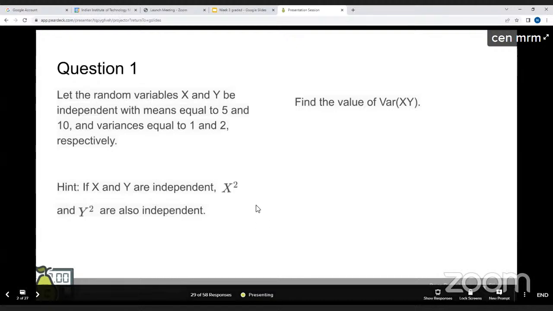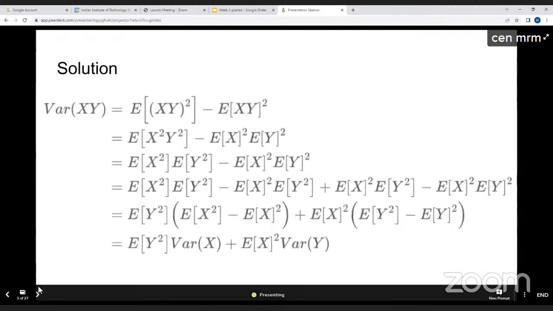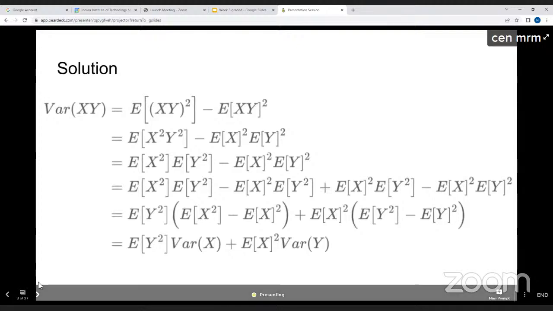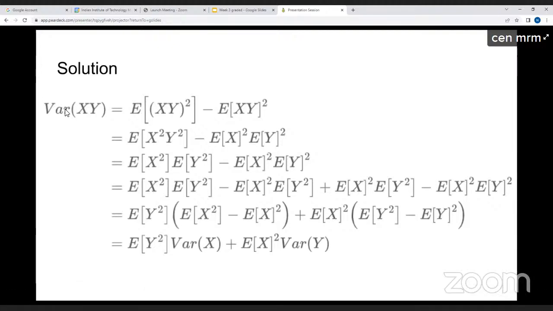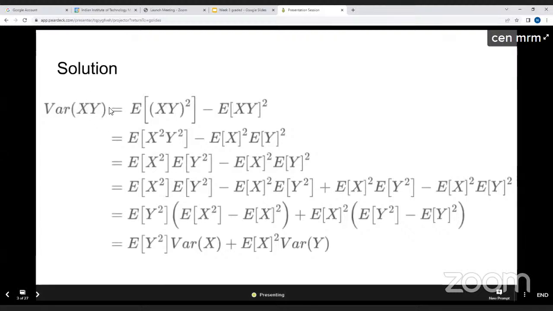Okay, so we'll go quickly through the solutions. So we had to find the variance of xy, right? So what do we write? The variance of xy, where xy is a random variable here. Now for any random variable x, if we have to find the variance, what we do is we find the expected value of x square minus the expected value of x whole square, right? So again here, in place of just one random variable x, we are dealing with two random variables here. That is xy, the product of two random variables. So in general, your xy is a random variable.